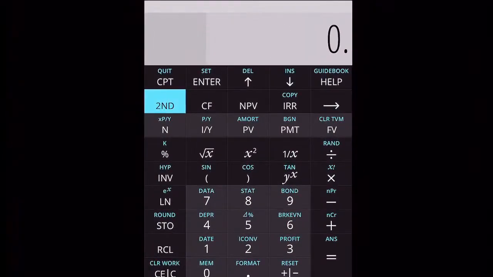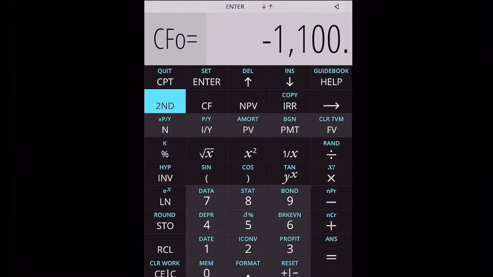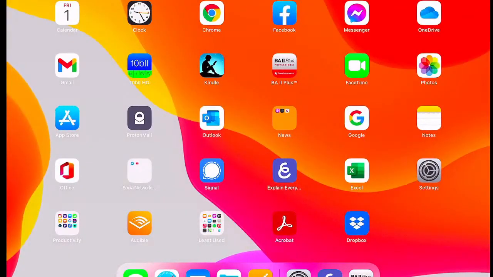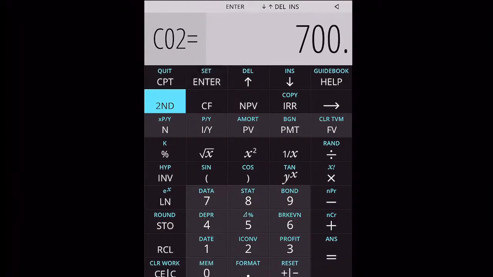So we use the CF keys. I need to clear it, second clear work. And then I enter negative 1100 as my initial cash flow. Then I scroll down and the next one was 500. Enter down, and frequency, there's just one of them. And then 700, down, and then it's negative 500, right?